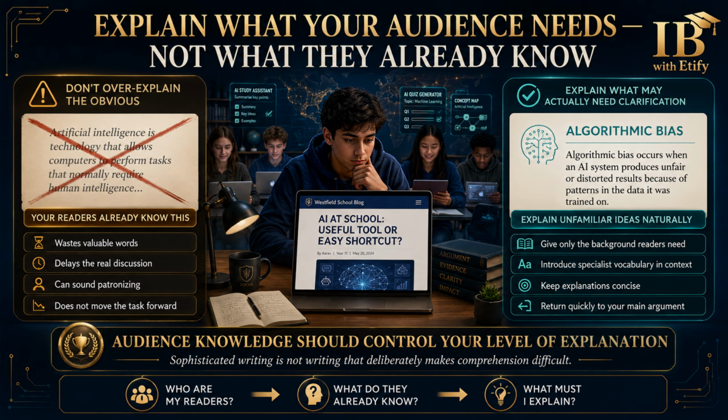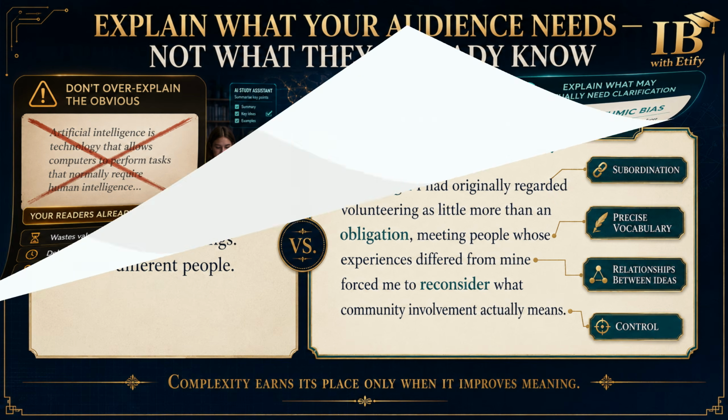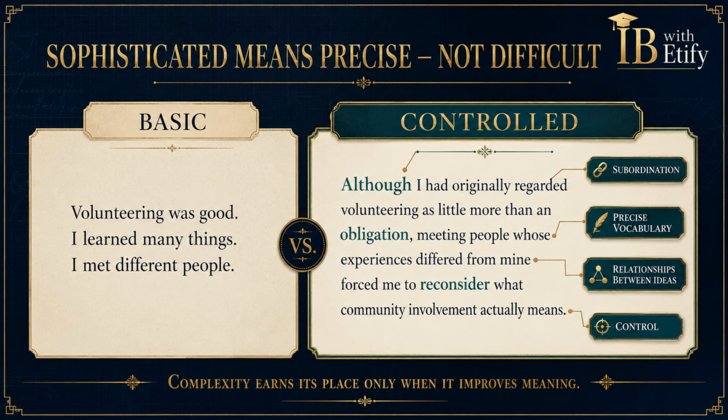Imagine that you are writing about artificial intelligence for students at your school. You probably do not need to define artificial intelligence in the opening paragraph, but if you introduce a less familiar technical concept, explain it naturally, rather than assuming that every reader has specialist knowledge. Remember that sophisticated writing is not writing that deliberately makes comprehension difficult.